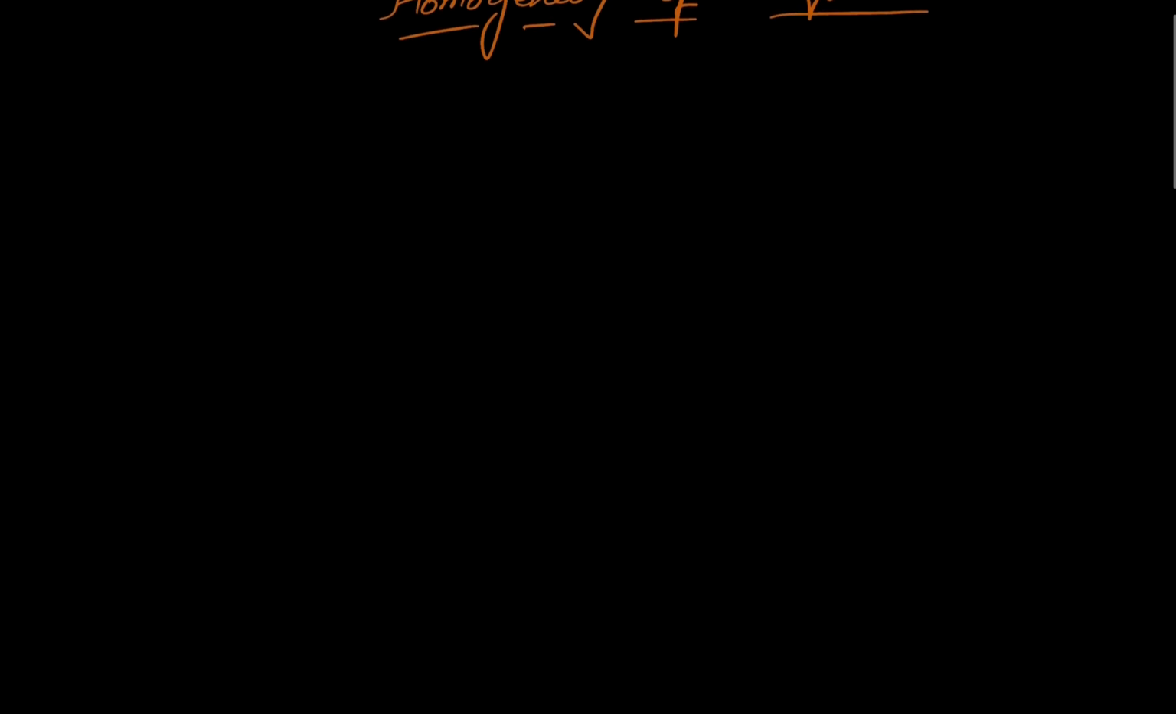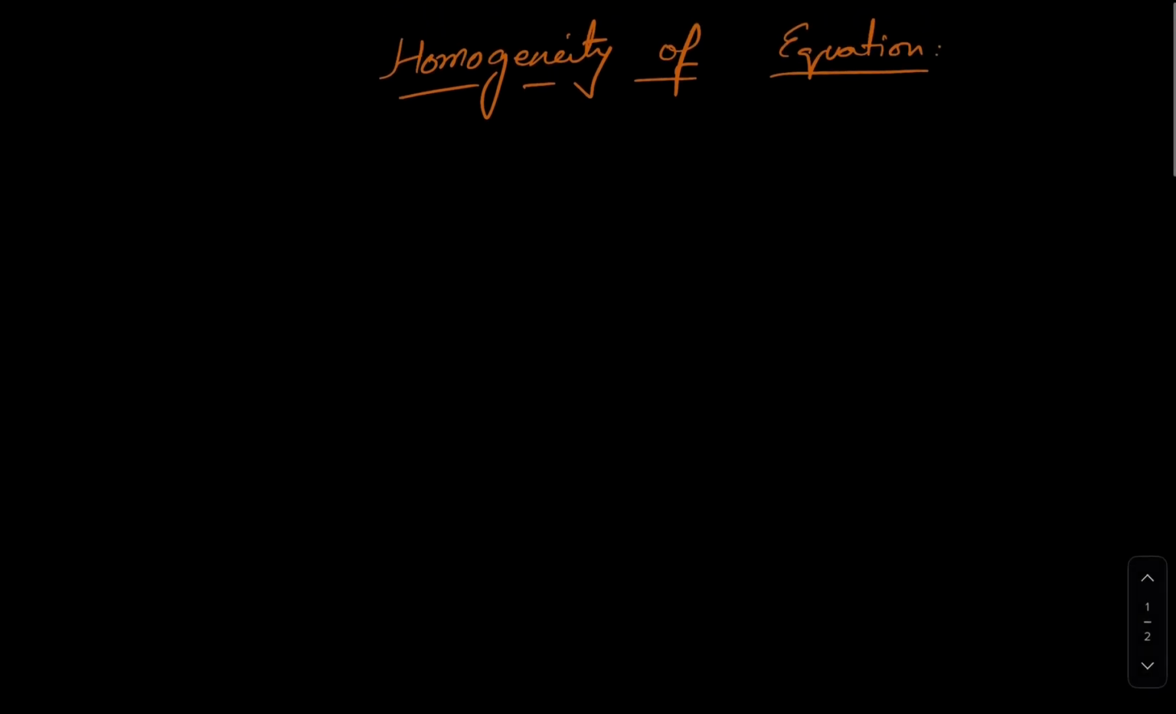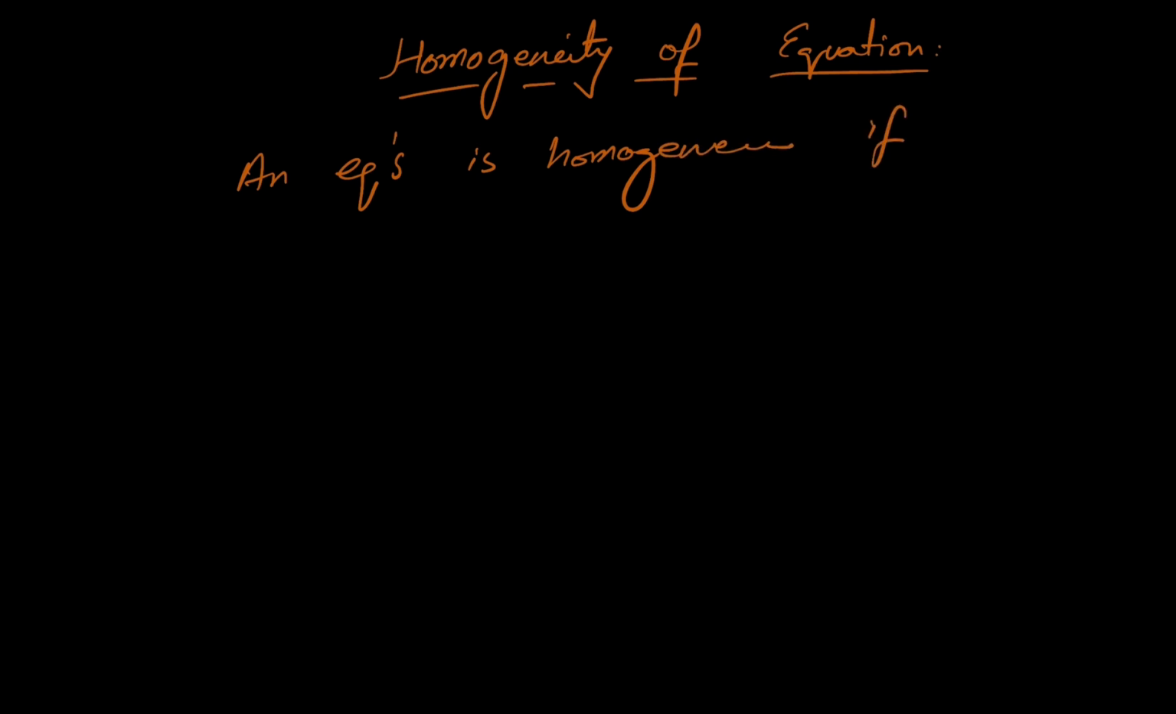So let's begin with the definition, how we can define this thing. An equation is homogeneous if each term has the same base unit. Okay, this topic is more close to the mathematics, and we are going to use our knowledge of base and derived units in this thing.